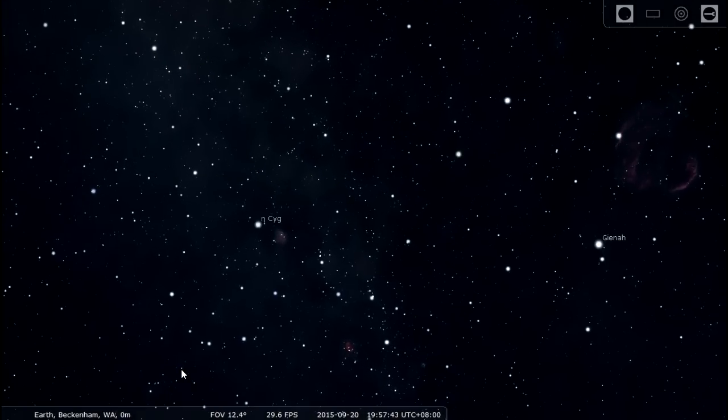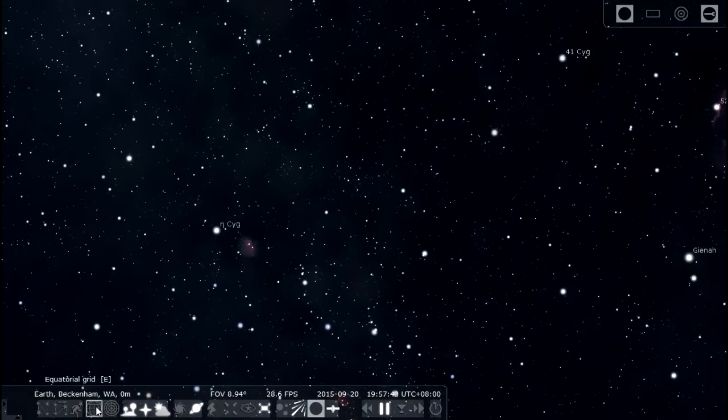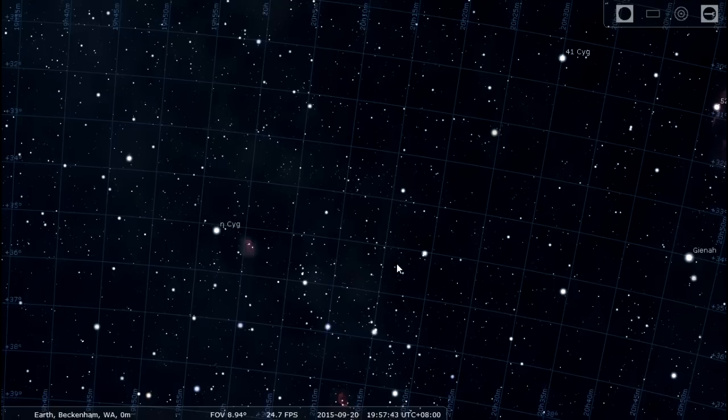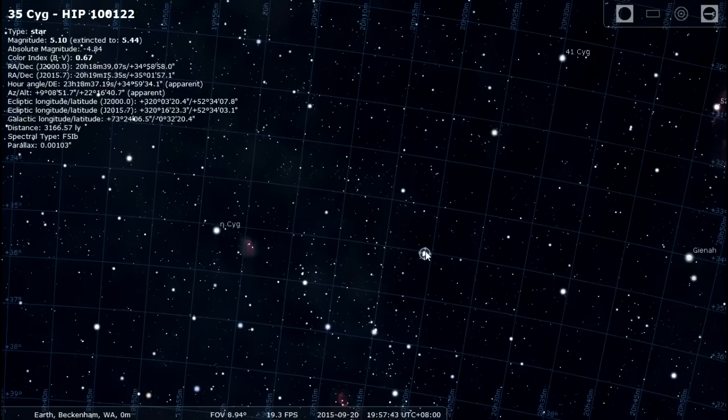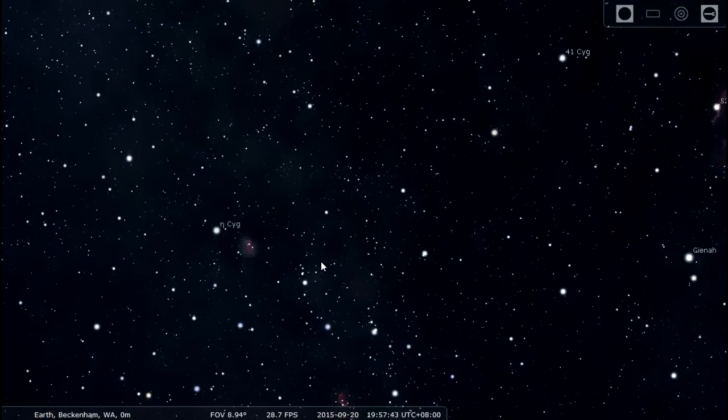Anyway, so this object was moving at about equatorial grid, 35 degrees and 20 hours and 20 minutes. It was right around here, right next to the star 35 Sig in the constellation of Cygnus. And whatever this thing was, it was not actually in the database at all. I actually don't know what it was.